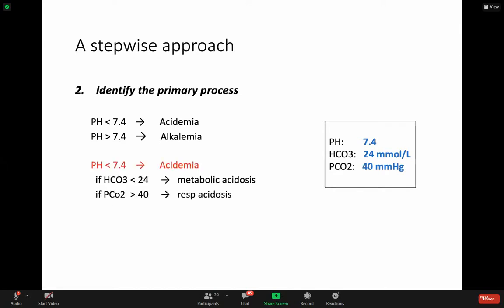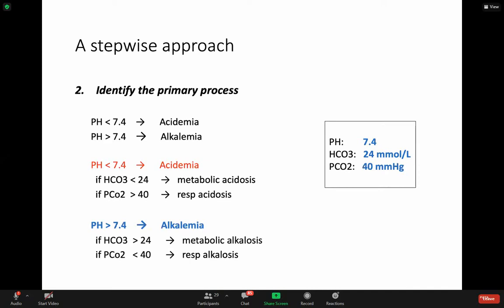Okay, if you identify the primary process, let's say acidemia, the pH is less than 7.4, then you have to determine whether you're dealing with metabolic acidosis or respiratory acidosis. كيف metabolic acidosis? Metabolic acidosis معناته when the bicarb is less than 24. كيف respiratory acidosis؟ معناته PCO2 بيكون more than 40.